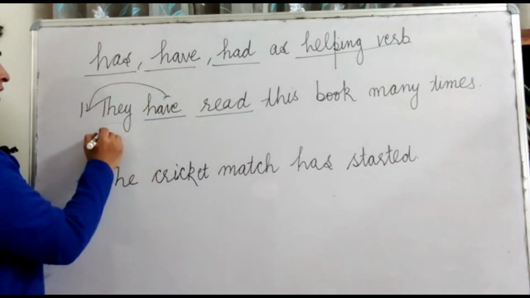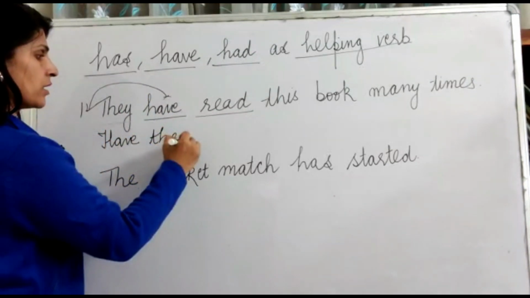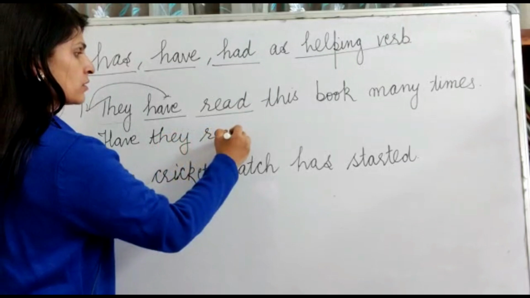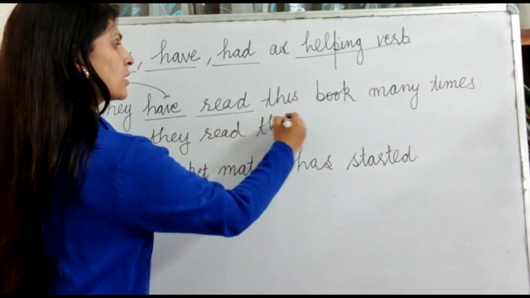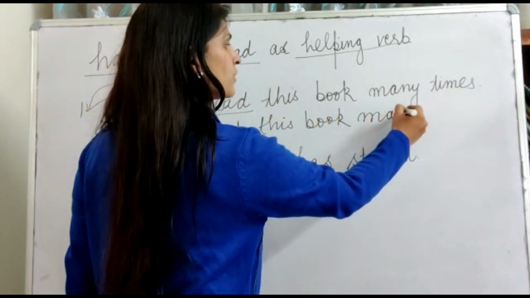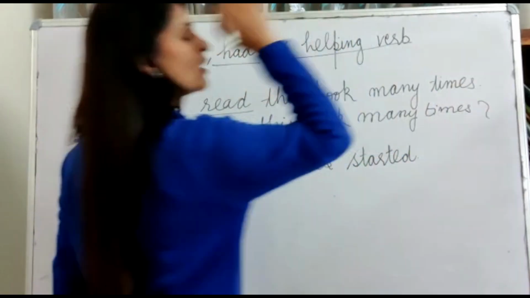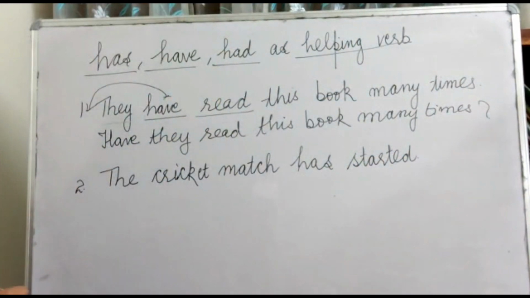It should be, have they read this book many times? Have they read this book many times, and then the question mark in the end.